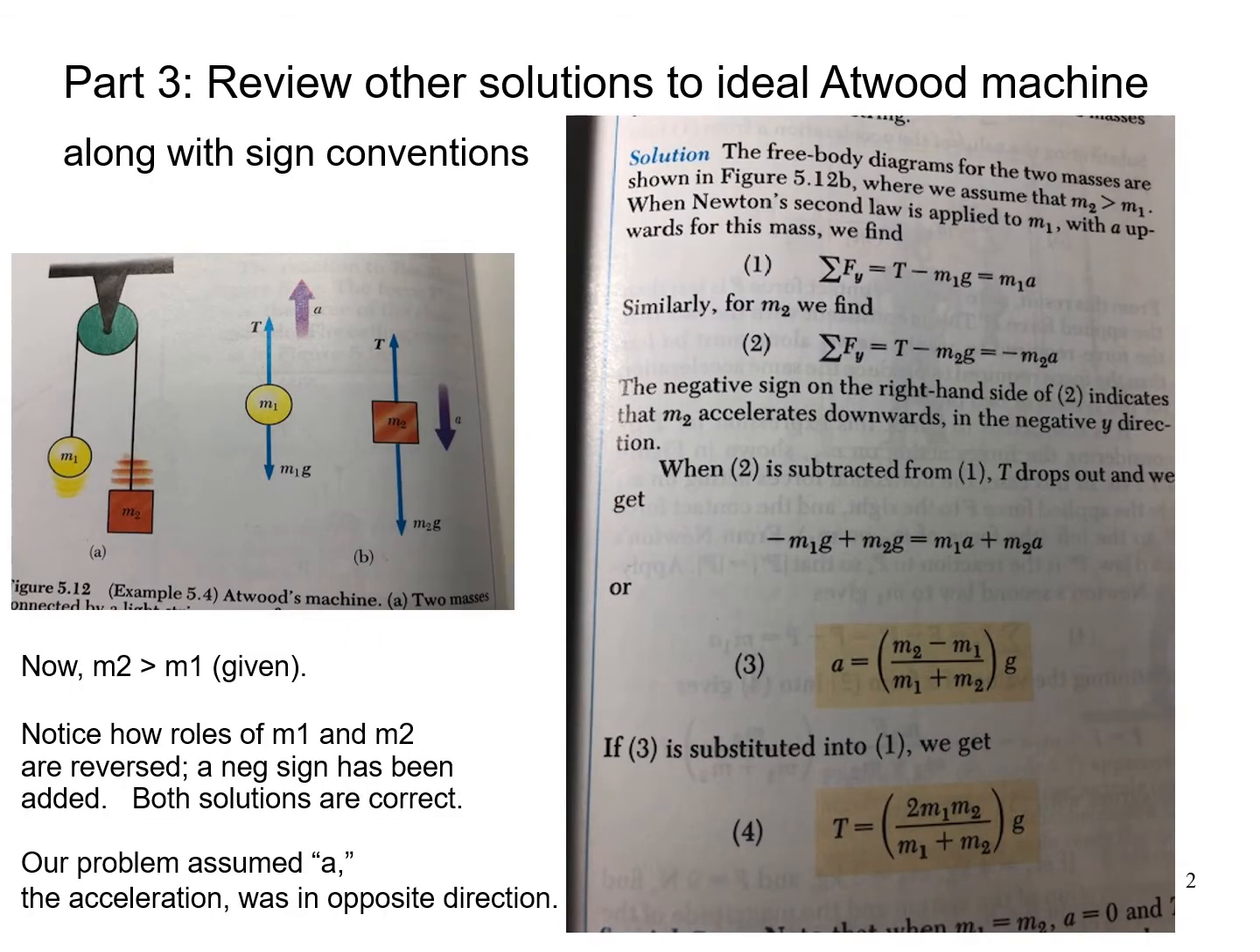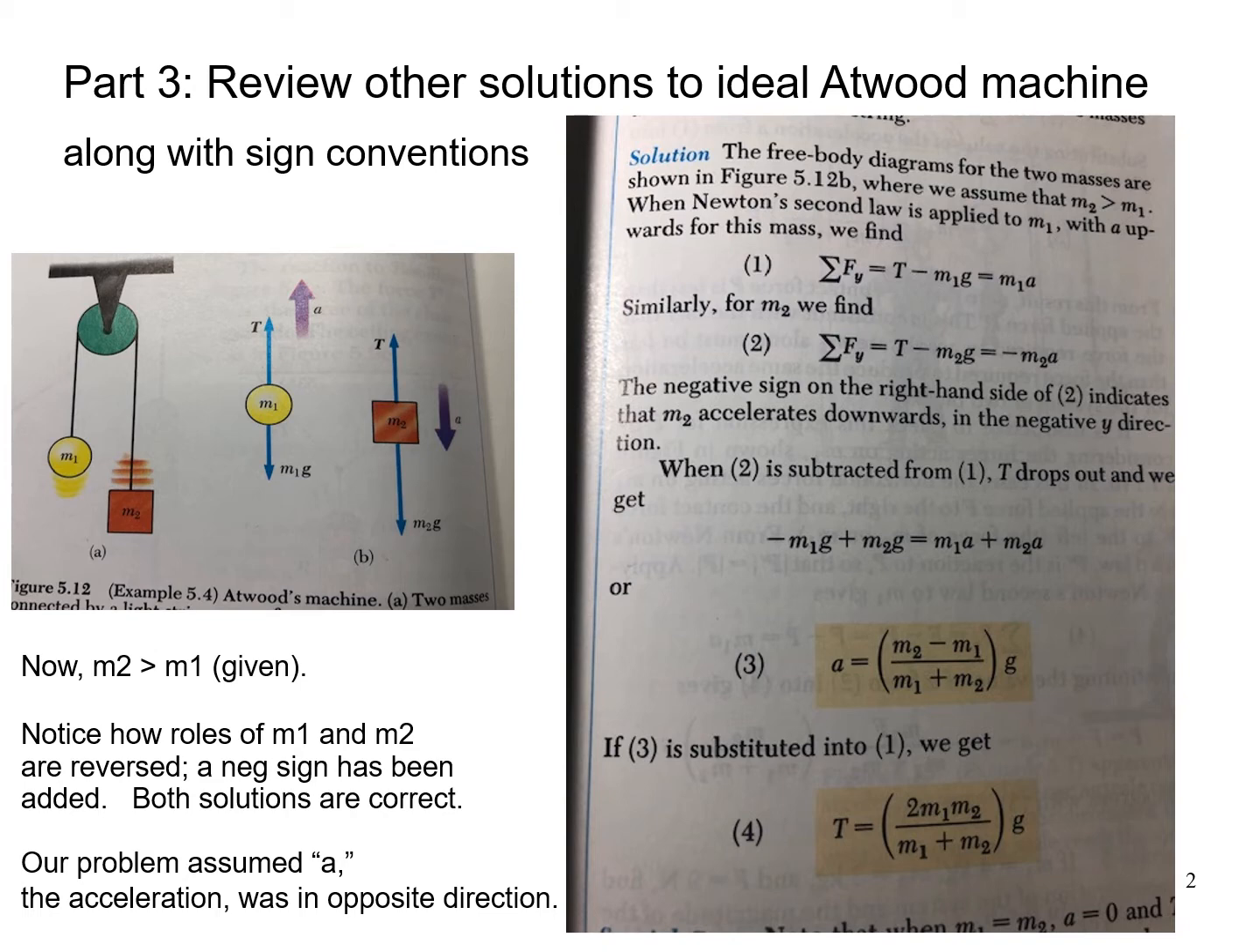Now, in video 1, we introduced the Atwood's machine problem that was taken from the third edition of Serway's college text, Physics for Scientists and Engineers. We changed the problem slightly, however, and solved the problem where m1 was assumed to be greater than m2. Now, let's take a look at Serway's original problem where m2 is assumed to be greater than m1.